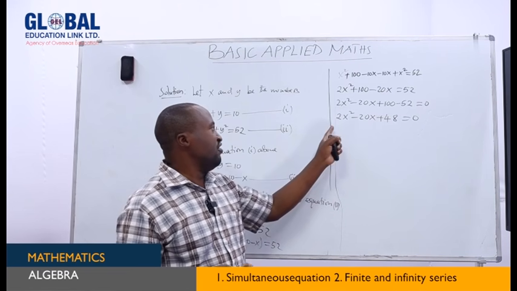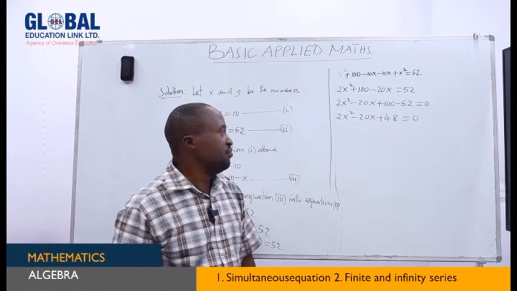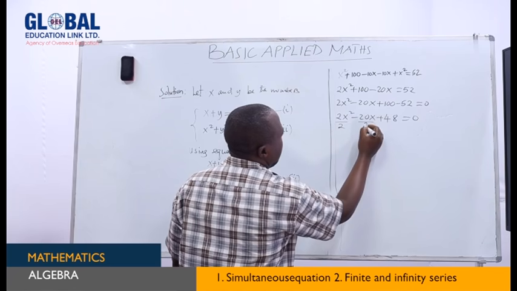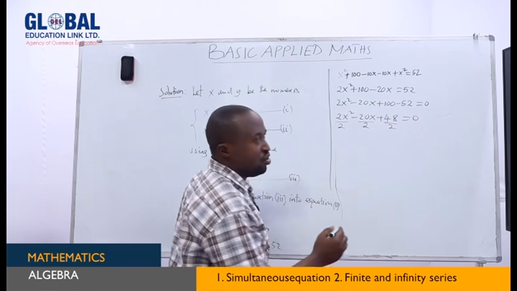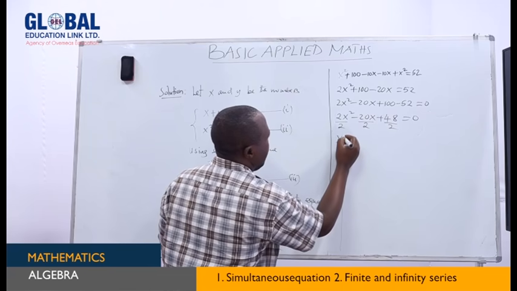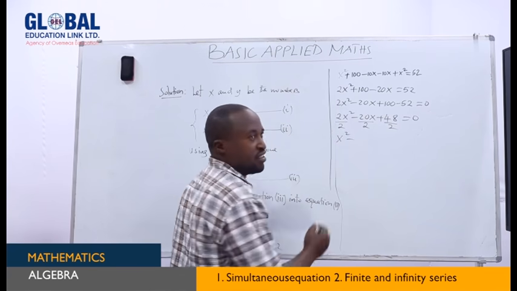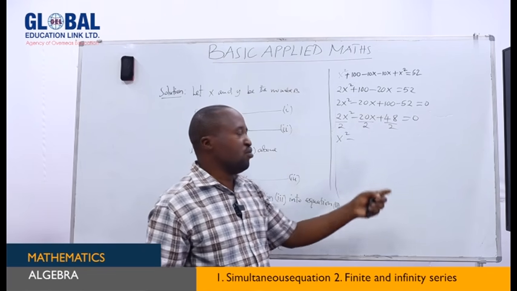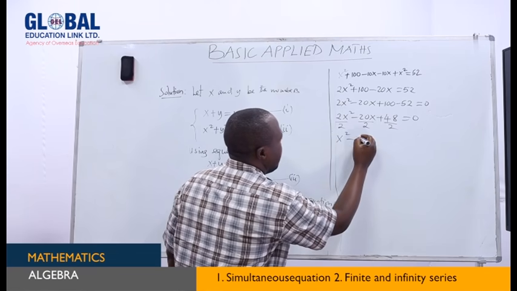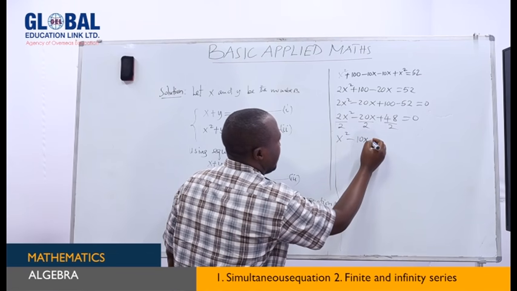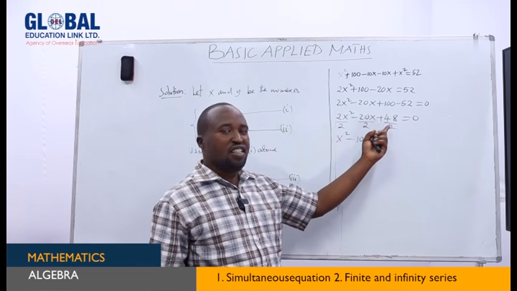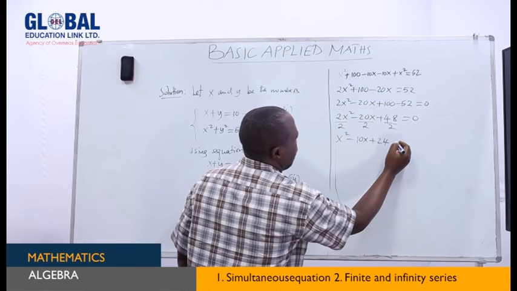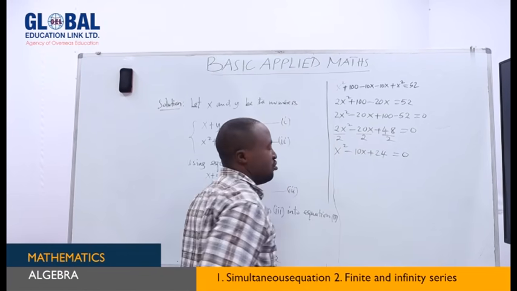Now, my dear student, here we can divide by 2 in each term. So just divide by 2. We are going to have x squared minus, here we have negative 20x divided by 2, which is negative 10x. Again, plus 48 divided by 2, which is 24, is equal to 0.